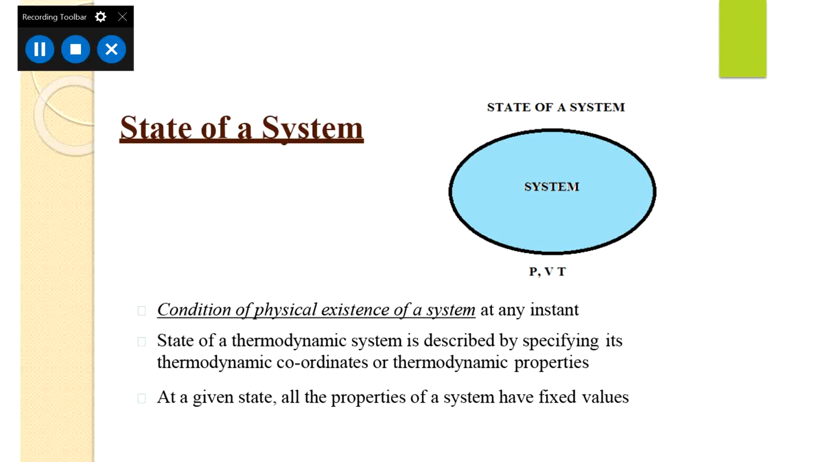So at a given state, all the properties of a system have fixed values. It has a fixed pressure, volume, temperature, etc. These are the thermodynamic properties, and these properties are used to describe a system.